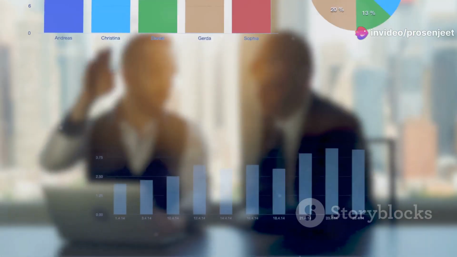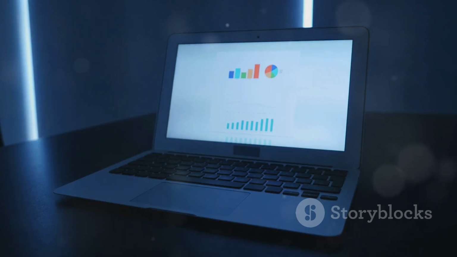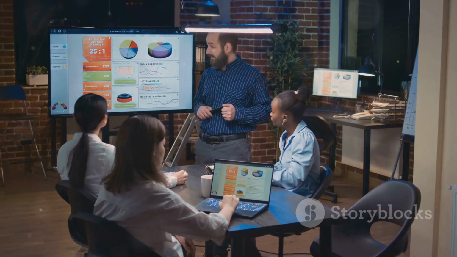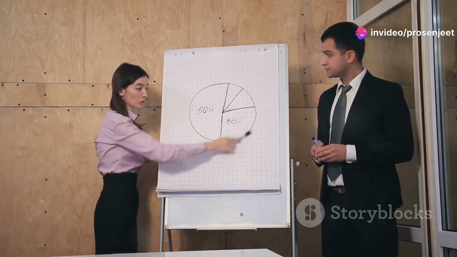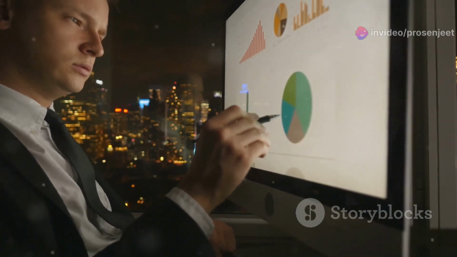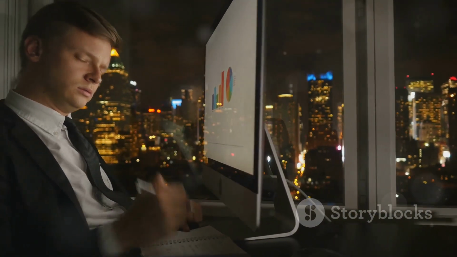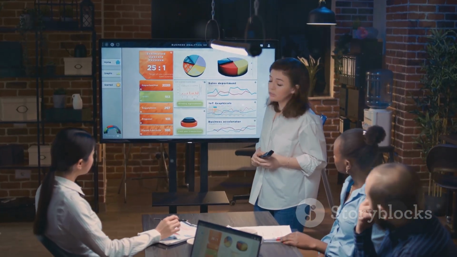Section 8. Data analysis, bringing statistics to life. Data analysis is where statistics truly shine. It transforms raw data into actionable insights. For instance, businesses analyze customer data to understand buying patterns. They use statistics to identify which products are popular and what marketing strategies work best. This helps in making informed business decisions.